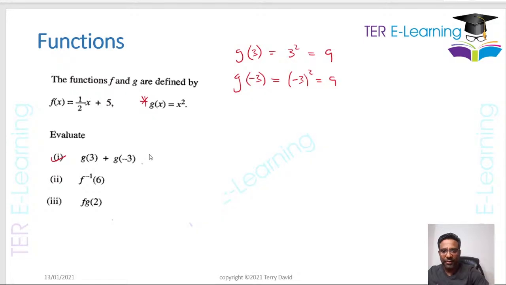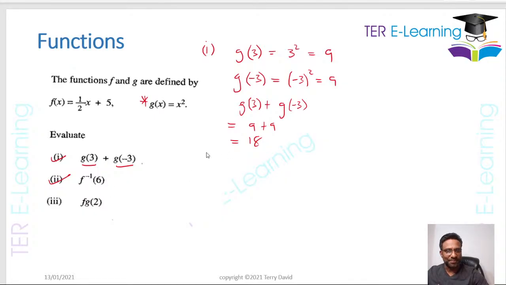So therefore, if we want to work out g of 3 plus g of minus 3, all we're going to do here is to say 9 plus 9, and that's going to give me 18, right? So this is my answer for part 1. So you need to work out this first, then work this out, and just add the answers, right? Now in part 2, you realize they're talking about inverse. They want to find f inverse of 6.